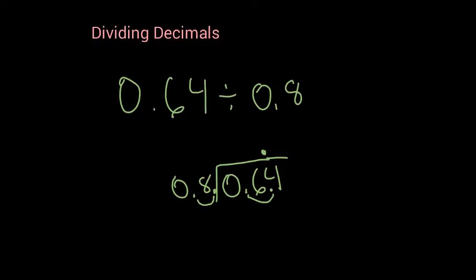Well, 8 doesn't go into 0. 8 doesn't go into 6. But 8 does go into 64. 8 will go into 64 8 times. So my answer there is 8 tenths.